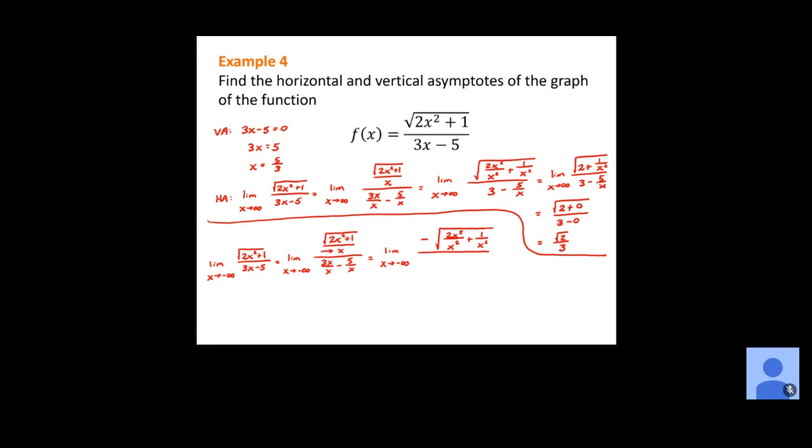Okay, so just remember, this x right here, we're approaching negative infinity, so it's a negative value. Just keep the negative on the outside of the square root when we move it inside now. Okay? Any questions about that step?